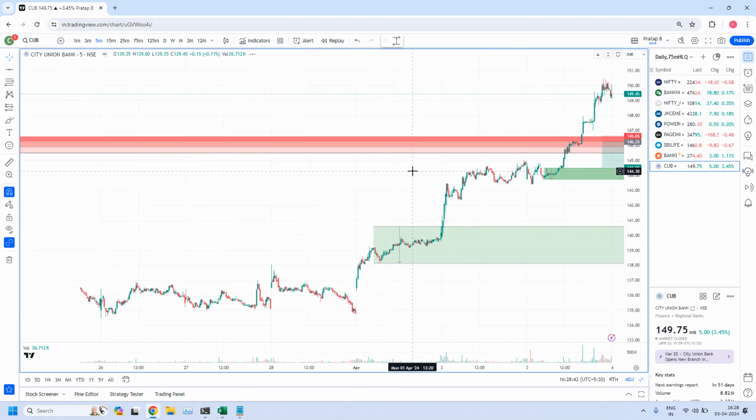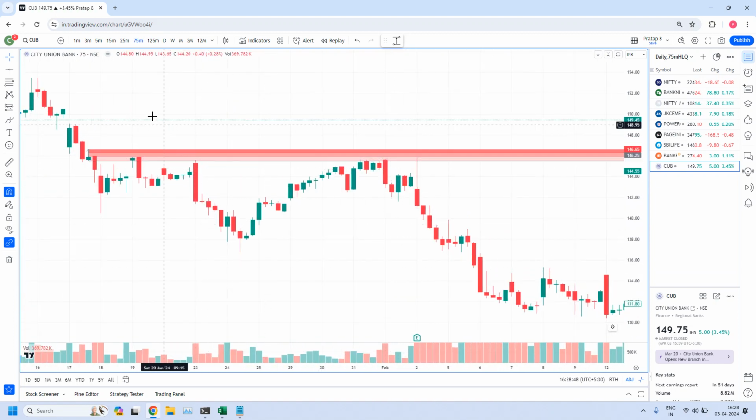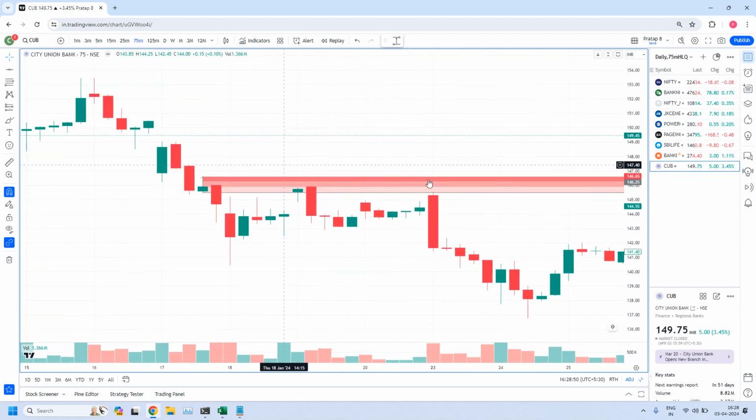First of all, what is this zone? It is a 75 minutes zone. First, let me go to the 75 minutes time frame. This is a 75 minutes high liquidity zone. We have a drop, base, drop, and follow through candles. This is what our software identified, this zone.